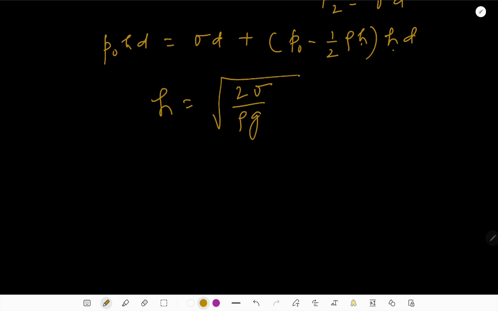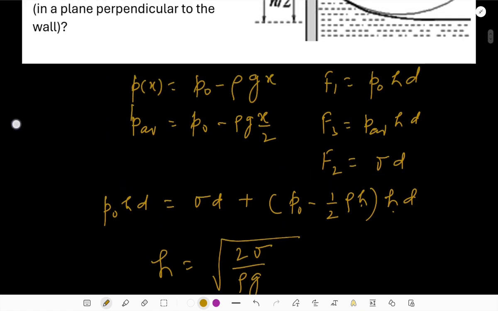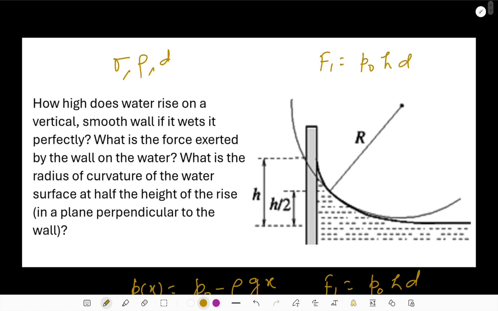So I'm going to explain you something first before finding the radius of curvature. One common manifestation of the surface tension is the difference in pressure it causes across a curved surface. For example, we can consider this section of water.